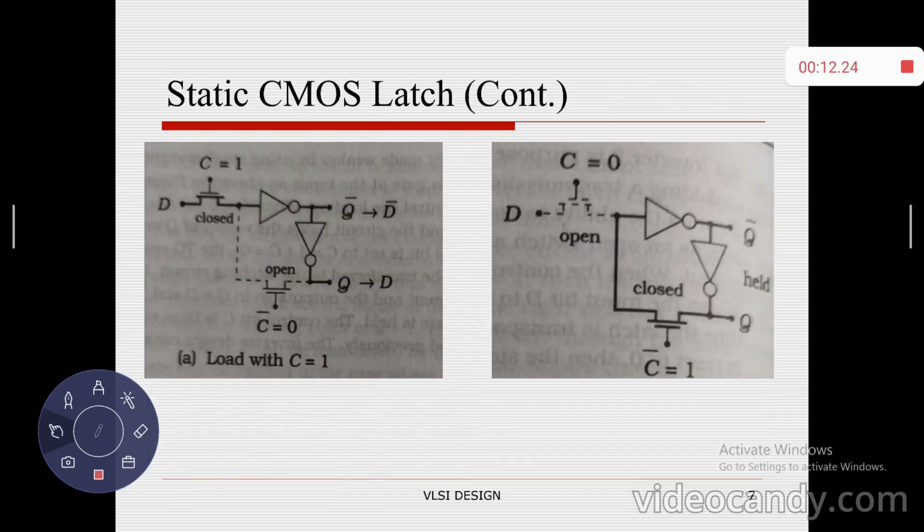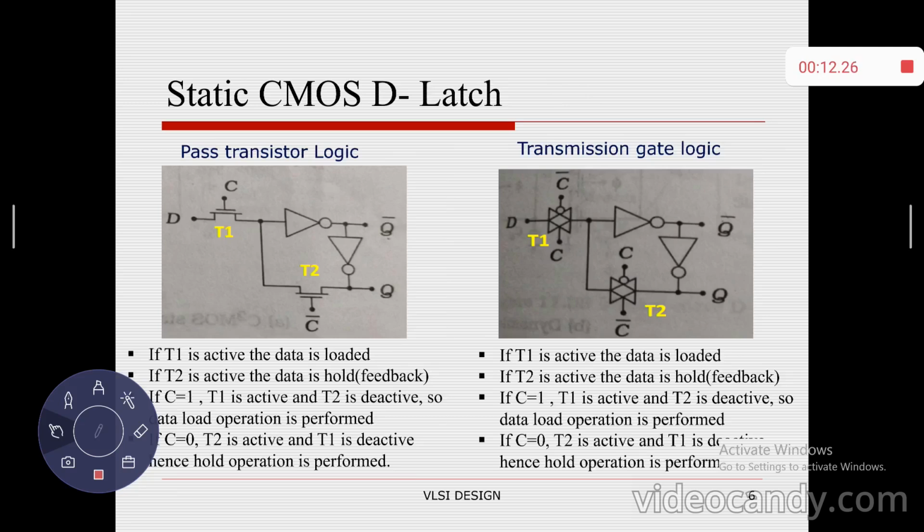With this basic discussion of transmission gate logic and pass transistor logic, let me explain how these two logics help us in designing static CMOS logic. Kindly look at the pass transistor logic circuit diagram. It consists of two transistors, T1 and T2. This is the equivalent circuit for designing a D latch. Remember the basic concept: in a D latch, the output follows the input signal.